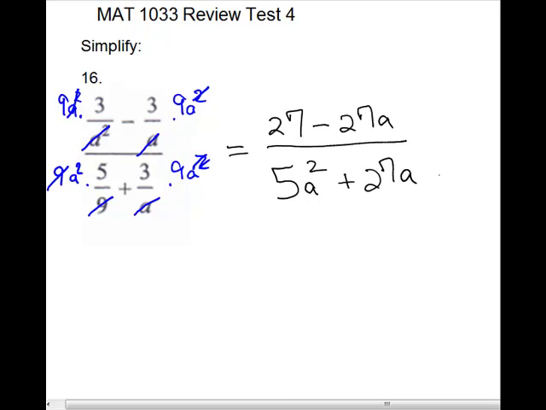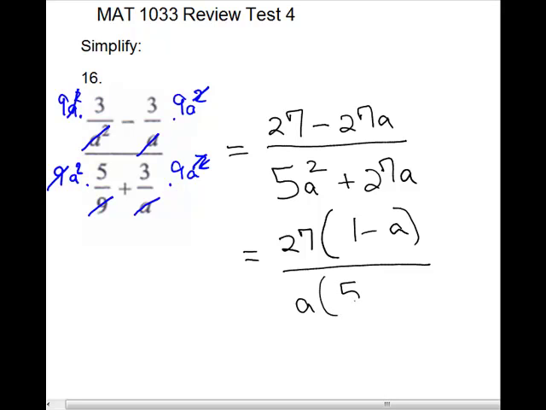So, on the numerator, if we tried to factor, we could take out a 27, and that would leave 1 minus a. On the denominator, we could take out an a, and that would leave 5a plus 27. Nothing cancels for us, so we could have left it at the original.